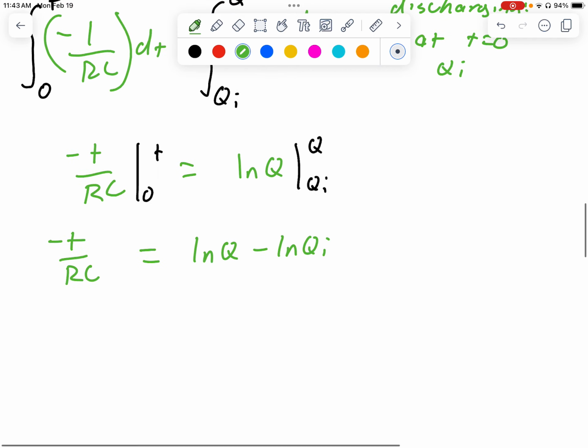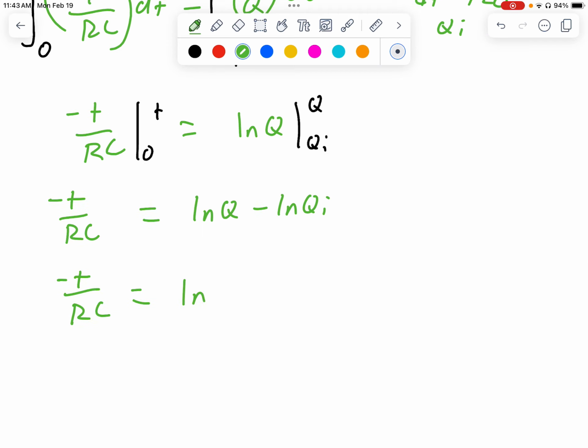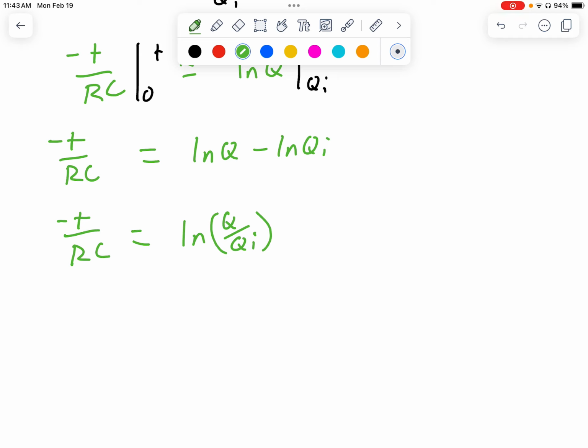I'm going to do another line here. We've used this trick before. One of those natural log identities gives ln of Q over Q initial. Now for the new trick. To get that natural log operator out of there, we can use the identity that if I take e to the ln of x, I just get back x.